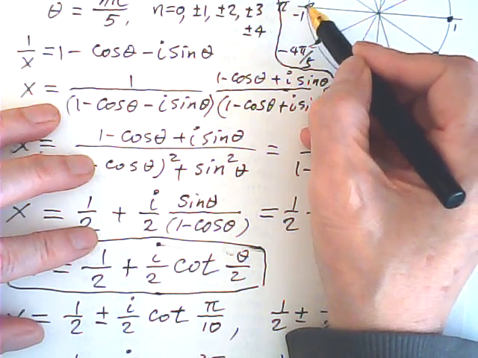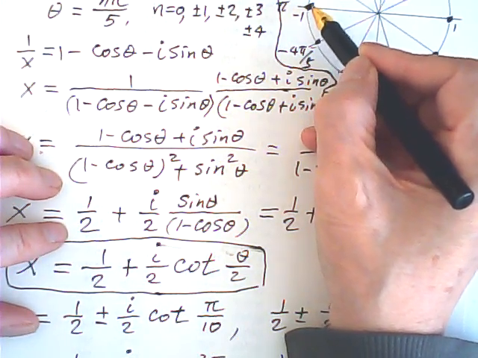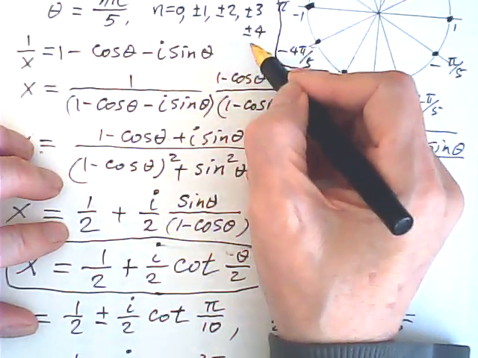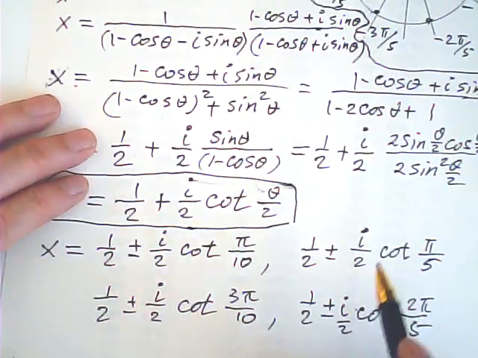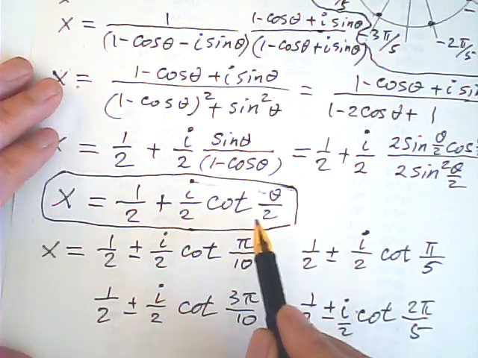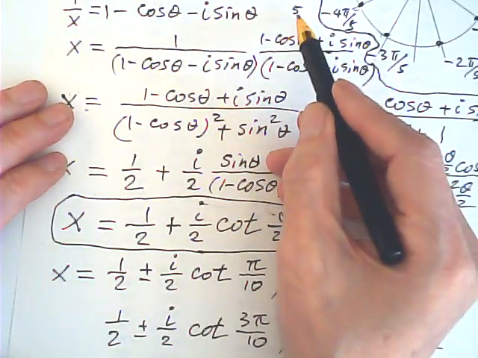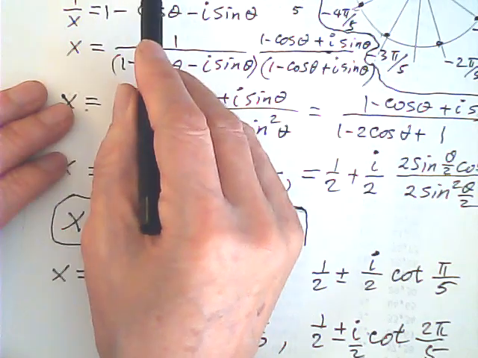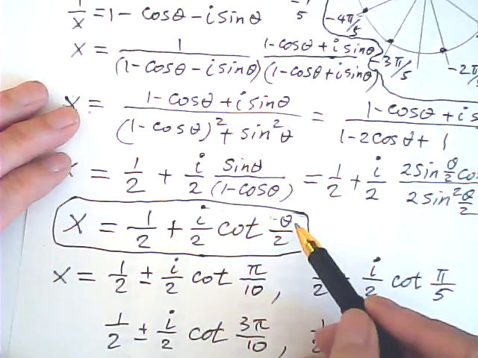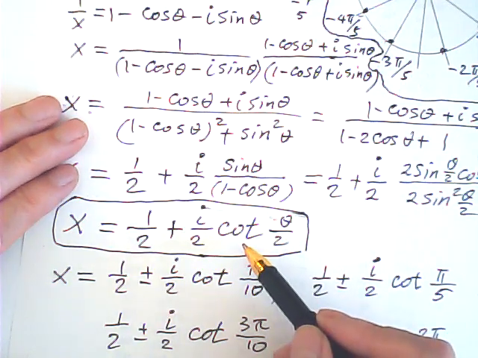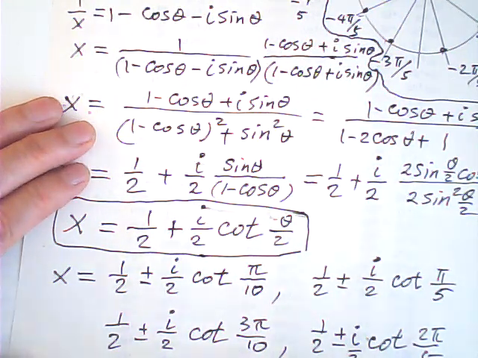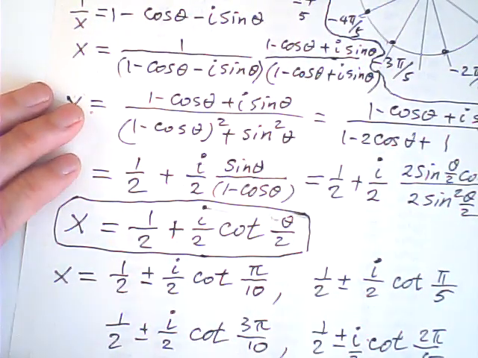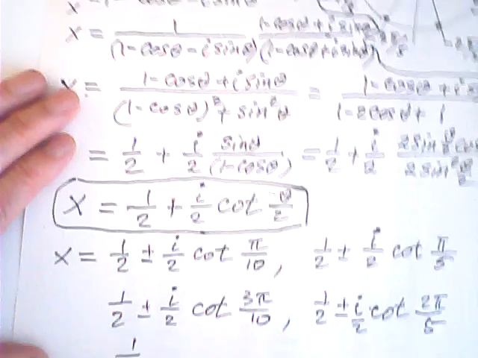And we also have this one, when n equal to 5. Theta is equal to pi. Pi over 2, cotangent of half pi is 0, right? Therefore, 1/2 is another root. Okay, that is when n equal to 5.